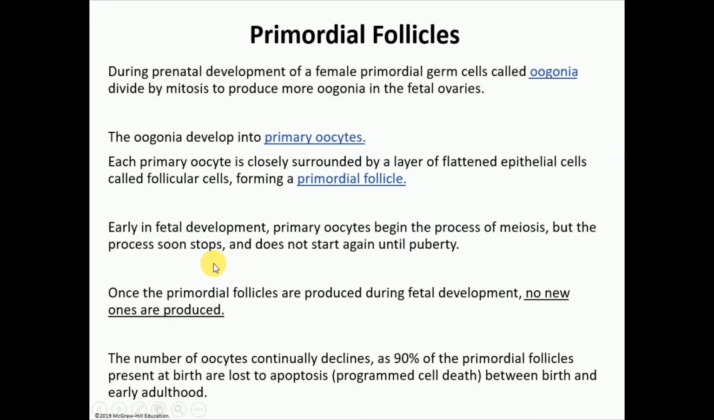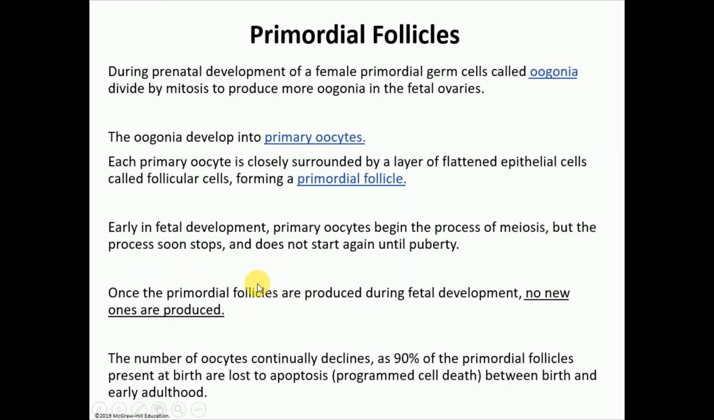So these primary oocytes are surrounded by lots and lots of epithelial cells known as follicular cells, and we're going to call that primary oocyte surrounded by these follicular cells a primordial follicle. Now that primordial follicle has to develop into your mature Graafian follicle, but that is not going to happen until puberty occurs.